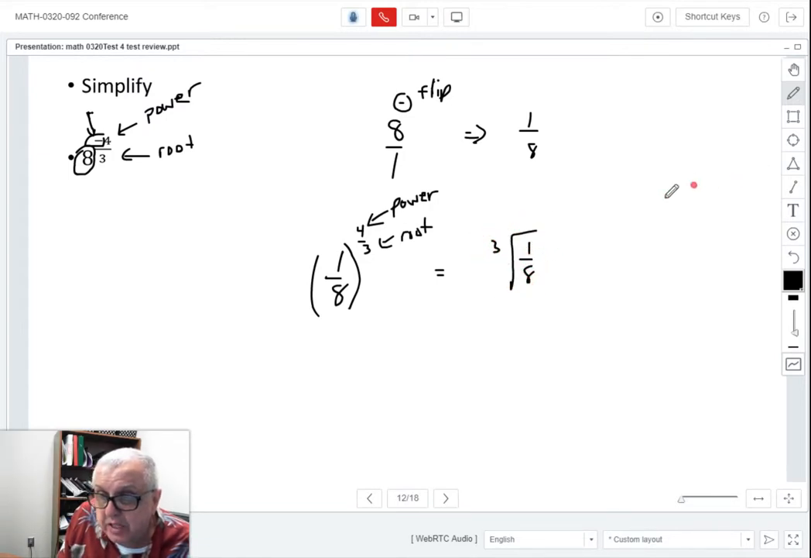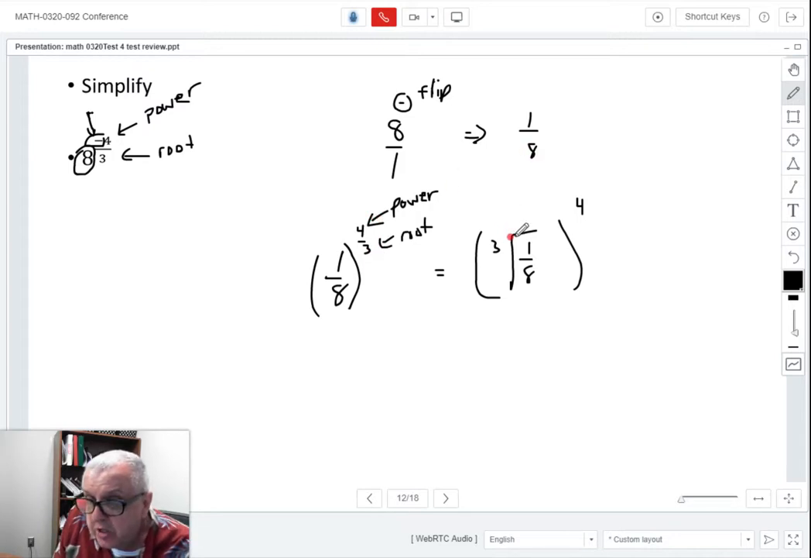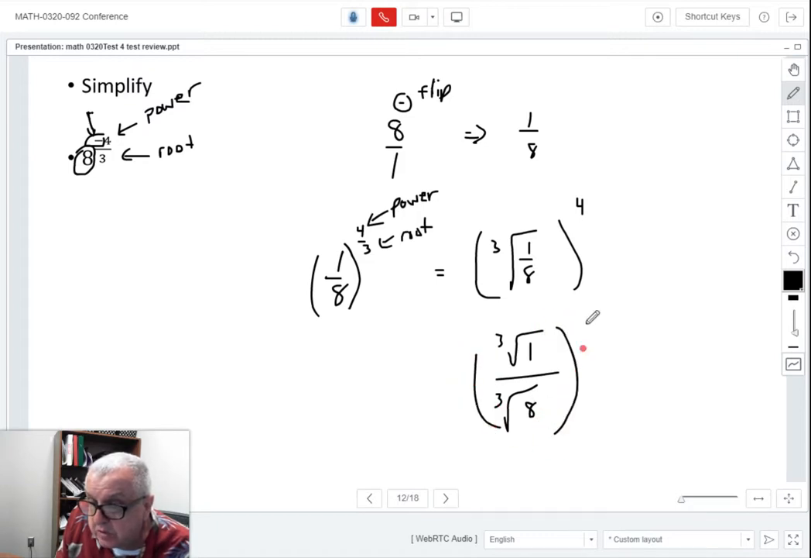So that's the third root. And then once you do the third root, you have to take the fourth power. See this, the bottom is the root, the top is the power. The third root of 1/8, well, I can break this apart. Remember, any fraction I can break apart. The third root, and it always goes to the fourth power.